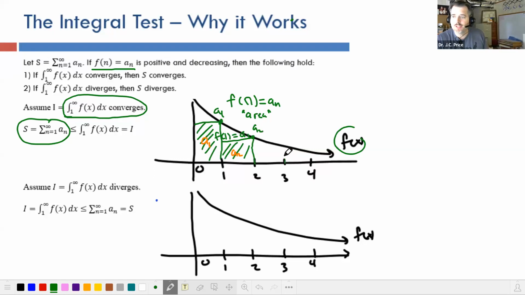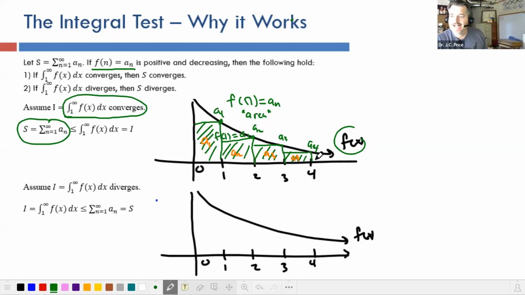So you just keep on going. So here is height a sub 3, and then you multiply by 1, and you get that area. So that's a sub 3, and we'll do one more just for fun. And so right here, it's a sub 4. And so that's that area right there. Let's do that in. So a sub 4, where the height above 4 is a sub 4.